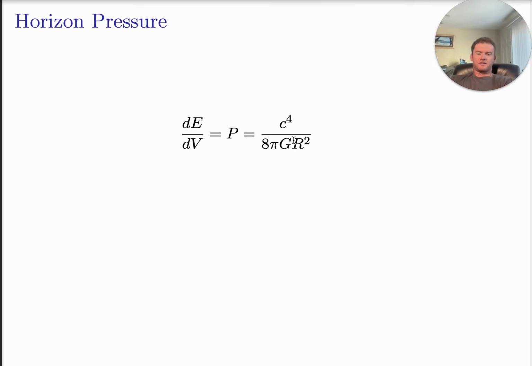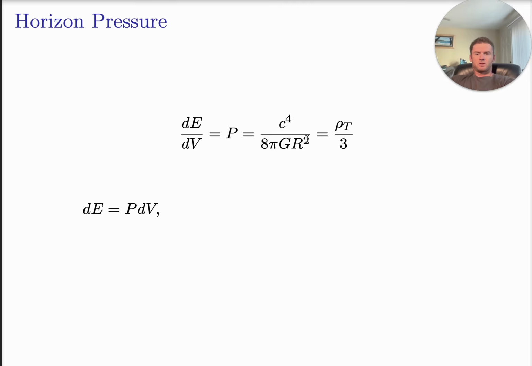Spoiler alert, that is the cosmological horizon pressure, and actually completes the first law of thermodynamics for the universe. Pretty wild. Earlier we saw that the definition of the energy density of the universe from the Friedmann equation is this right here multiplied by 3, so we can see that the pressure is actually a third of the energy density.